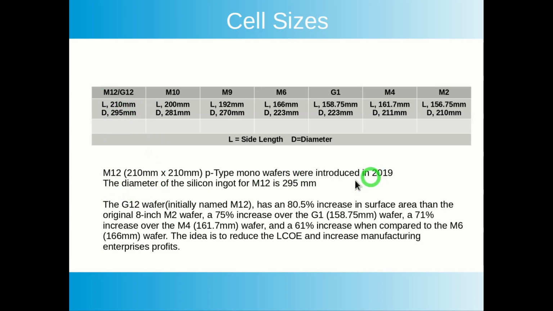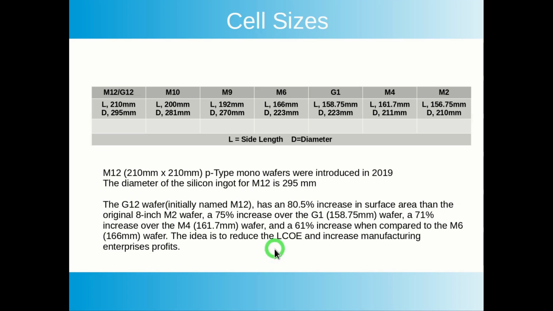Anyway, so the M12 P-type wafer was introduced in 2019, and the G12 was initially named M12. It's the same size and same specifications. It has a larger area, and the objective of making these larger is that it reduces LCOE, which stands for levelized cost of energy. That means over a long term, what will the electricity cost?